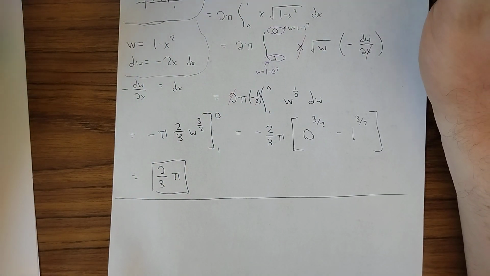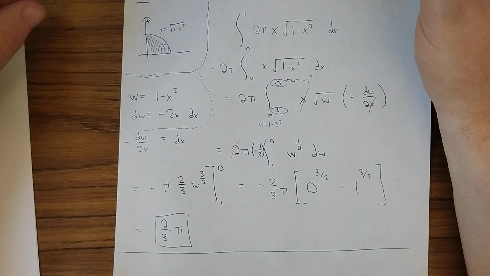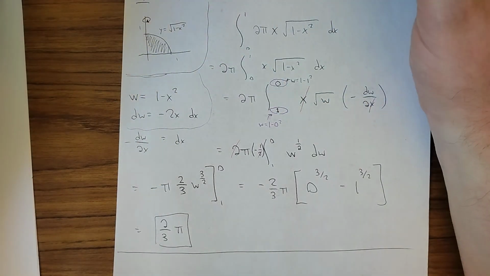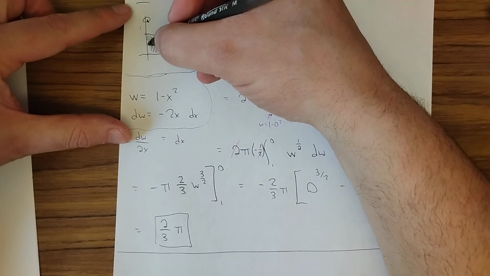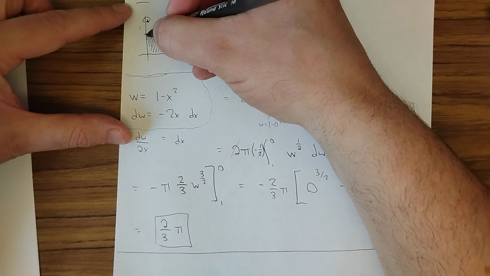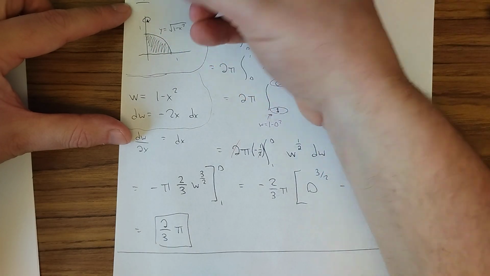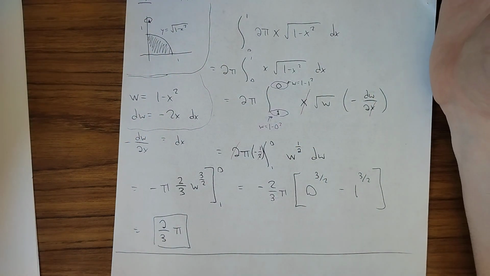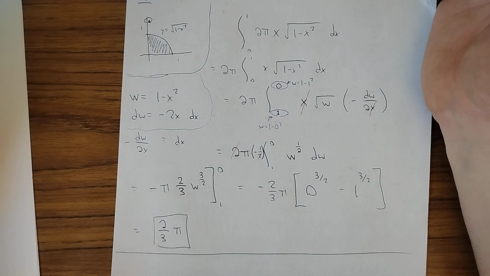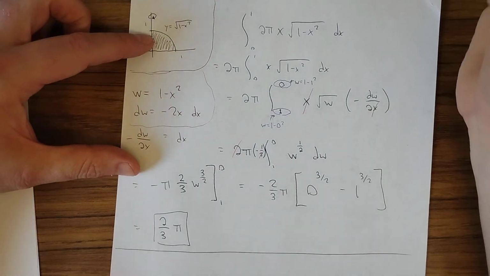And let me just point out that we just found the volume of half of a sphere. That's the three-dimensional shape if I take this quarter circle and I revolve it around this, I would get the top half of a sphere. And we just found its volume the hard way.